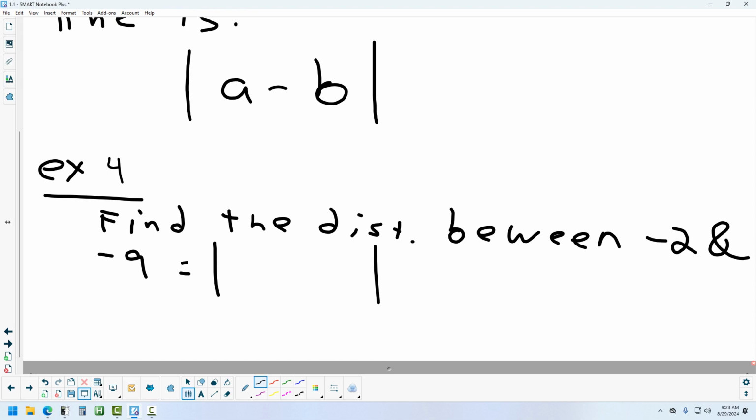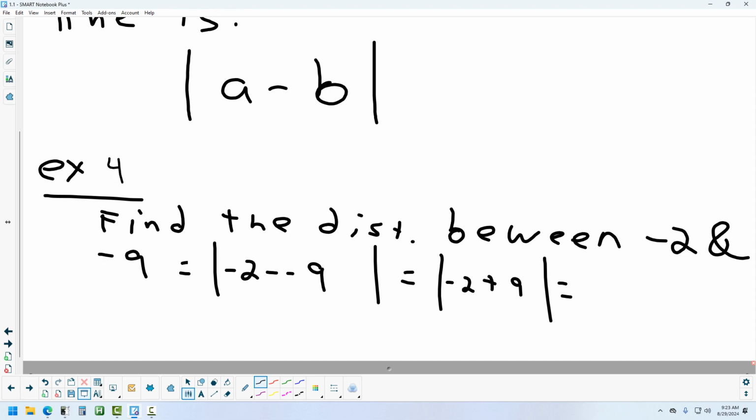So Lucas, if I wanted to set this up, let's let negative 2 be A, let negative 9 be B, what would I put inside my bars? You could put negative 2 minus negative 9, which simplifies to the absolute value of negative 2 plus 9. Yep, so that becomes minus a minus, becomes plus 9.